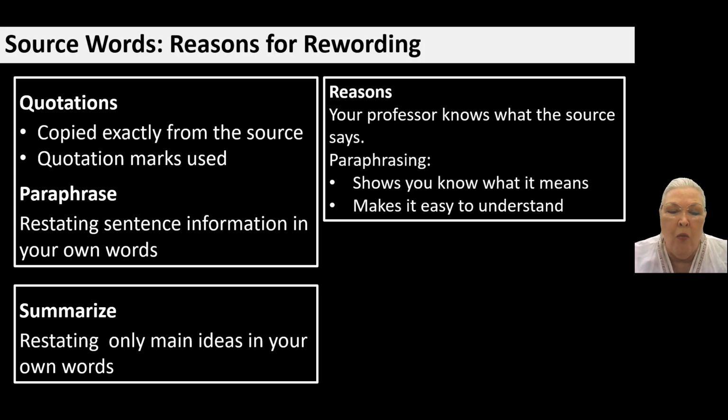So why do we need to do this? Why do we need to reword source words? Would it be easier if we just took 2.5 sentences from the Internal Revenue Code, copied it into our document, and threw quotation marks around it? Well, of course it would be easier. But your professor actually knows what the Internal Revenue Code says. What your professor wants to know is, do you understand what it means? So paraphrasing and summarizing indicates that you understand the source material. Also, it's going to make it easier for your reader to understand if you paraphrase and summarize.